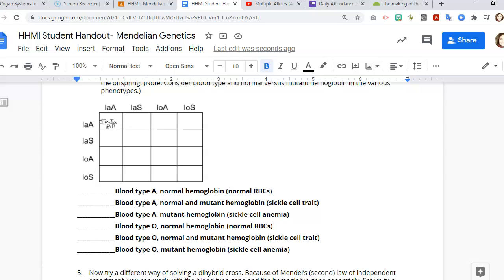So as always, if you guys feel like you can move ahead, by all means, move ahead. But I do want to make sure that everybody understands this because this is such a huge part in terms of genetics and understanding this for your AP exam and just in general.